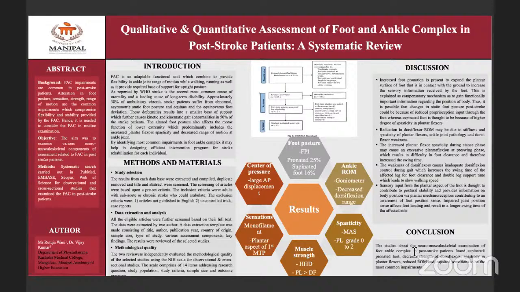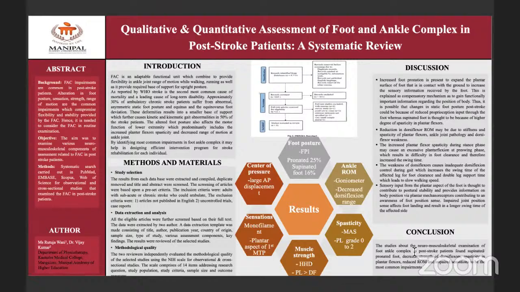Different search terms were used. For study selection, the inclusion criteria were adults with subacute or chronic stroke who could ambulate, and the exclusion criteria were articles not published in English, uncontrolled trials or case reports. For data extraction and analysis, all the eligible articles were screened and the data were extracted by the author. For methodological quality, the NIS scale was used, which has 14 components.